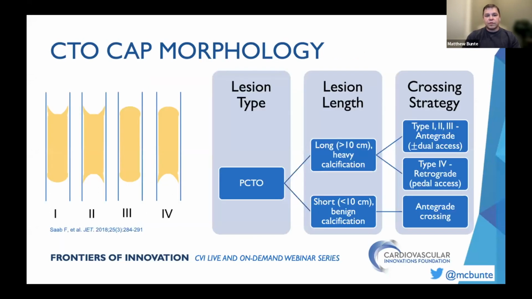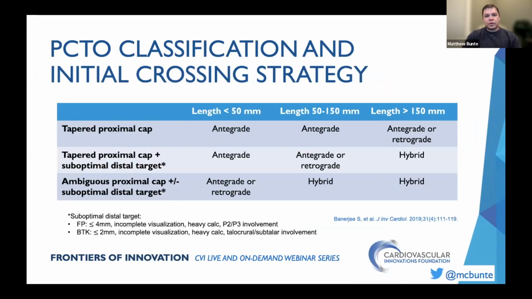And really, the first stab at being systematic about peripheral CTO crossing probably started with this publication back in 2018, looking primarily at CTO cap morphology, although there were some limitations with this algorithm, in my opinion. And I think while lesion length and crossing strategy certainly are important, a little more sophistication was probably due. So that was done with this peripheral CTO classification and crossing strategy. This was an excellent framework developed from the expertise of 11 high-volume peripheral CTO operators, and was supported by literature findings and registry reports to develop these best practice recommendations.